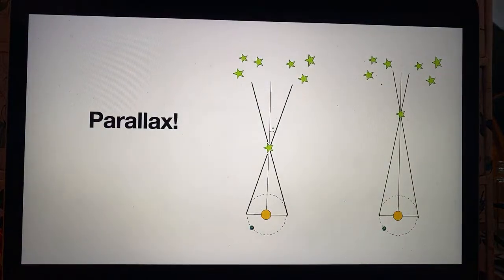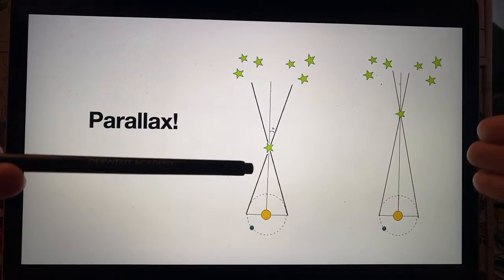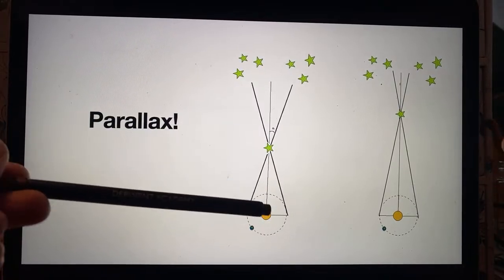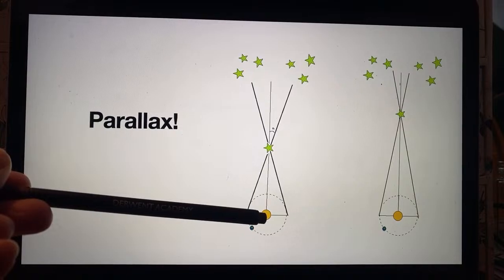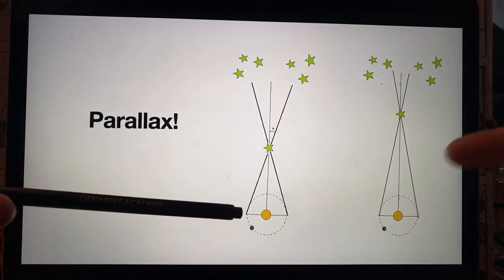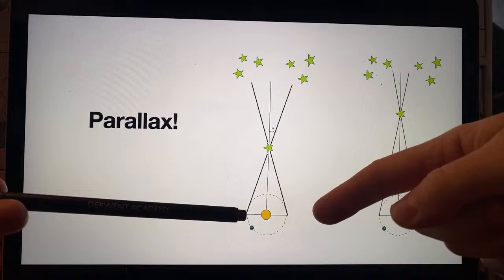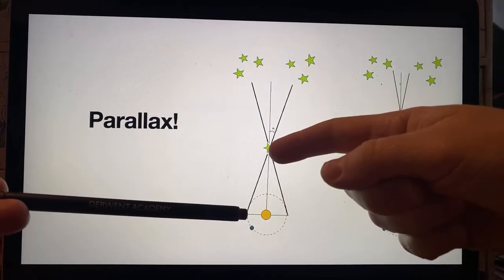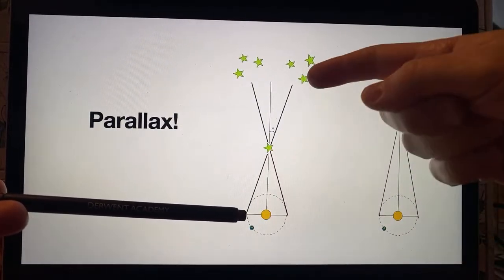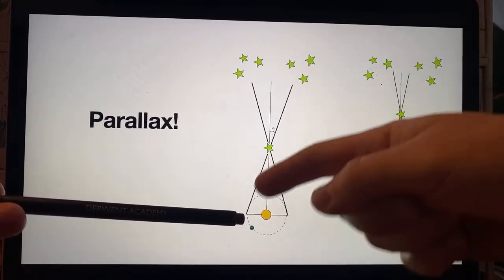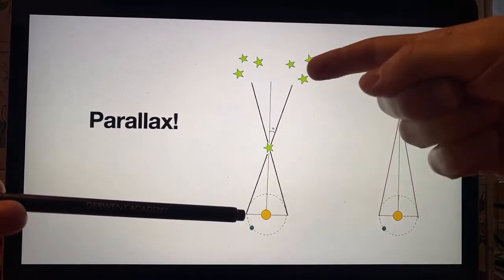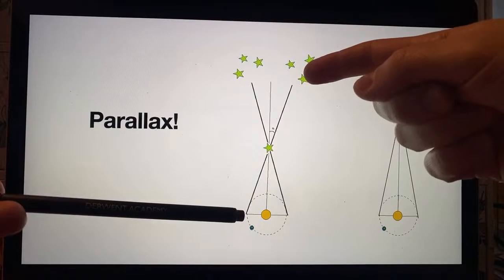This is what it looks like from an astronomer's point of view. The stars in the sky seem to move even though they're not moving because, here's the sun in the middle, this yellow ball. You've got the Earth going around the sun. If you imagine that the Earth is here on the far left-hand side, and you're looking at this star, what you would see is these stars in the background. You'd see this star in the middle, and then you'd see those stars behind it.